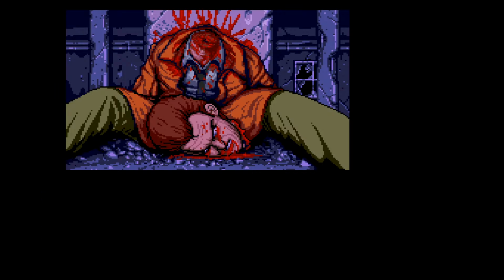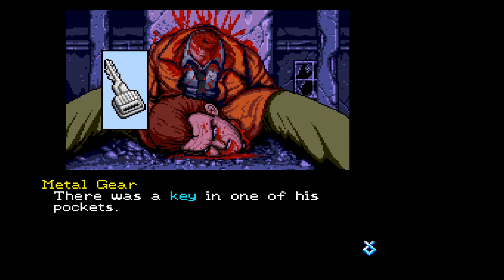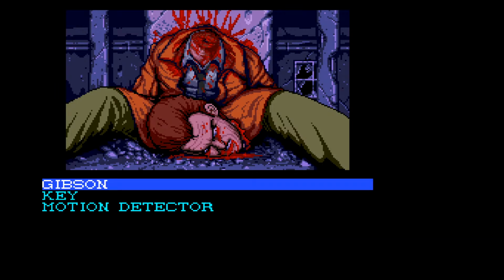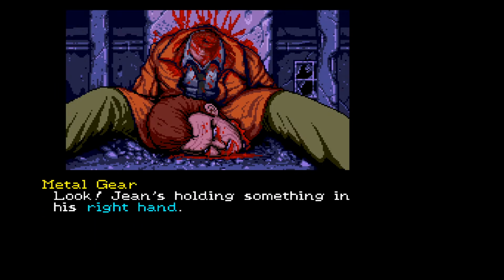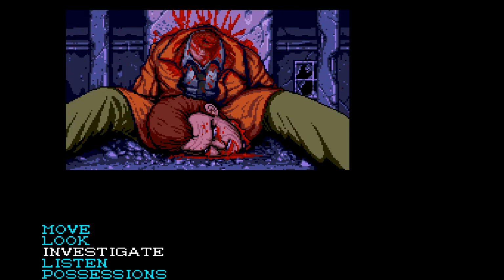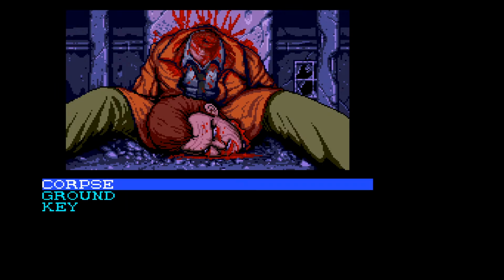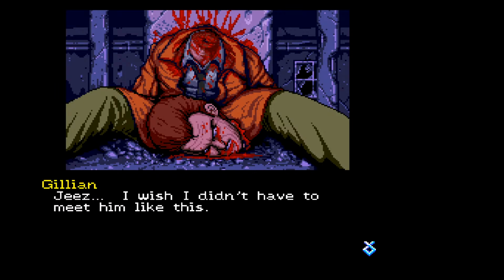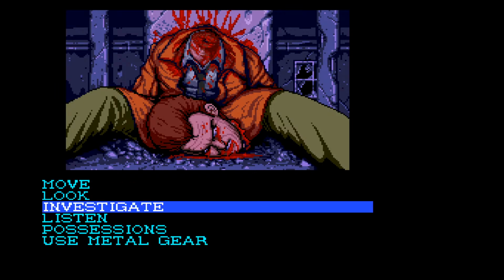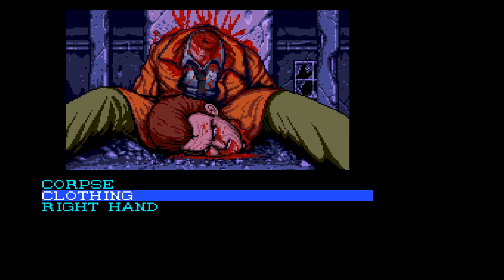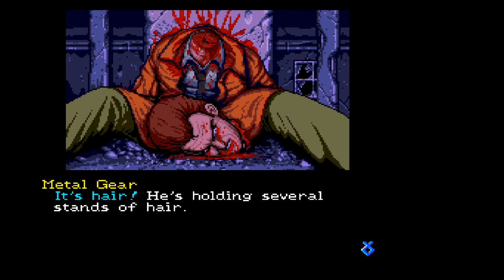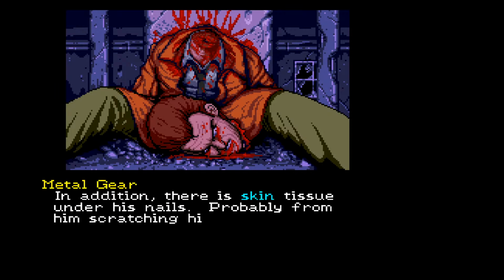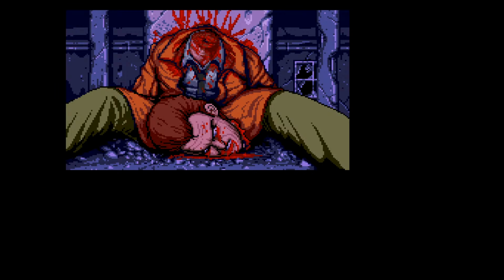Okay, wait, let's look at his clothes. There was a key in one of his pockets. Look! Jean's holding something in his right hand. Well, let's look at his right hand. Okay. There we go. It's hair! He's holding several strands of hair. That's a typo. It says stands of hair. In addition, there is skin tissue from under his nails, probably from him scratching his attacker.